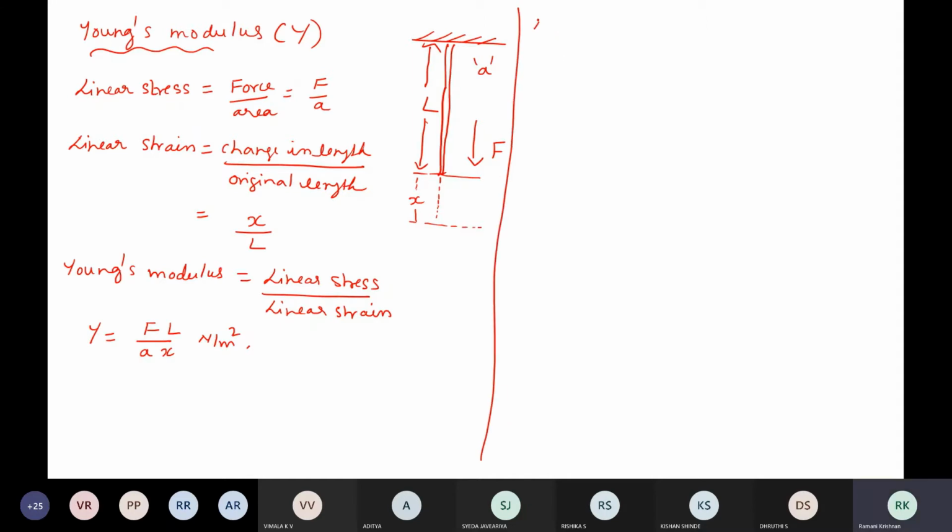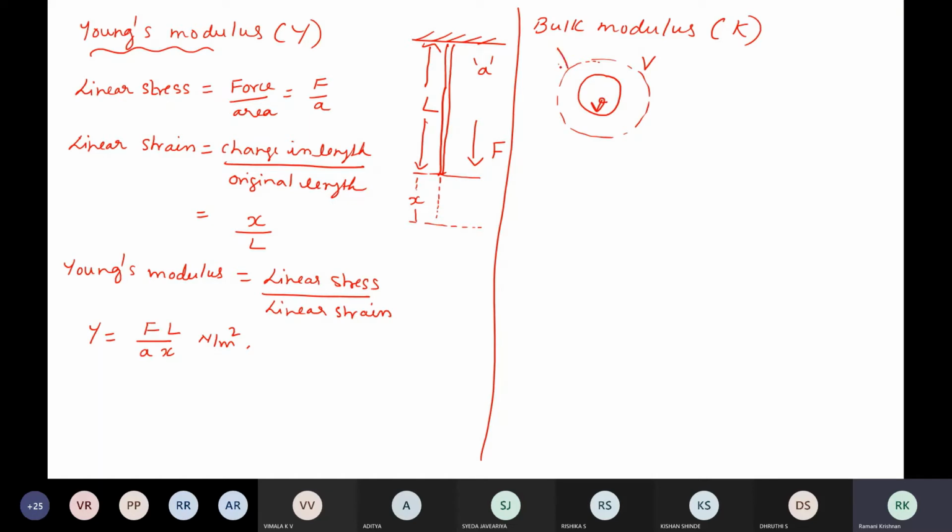The next modulus is bulk modulus, and the symbol is K. In bulk modulus, what will change? Students, what will change? Volume will change. So I take a sphere. Its volume is, let us say, V. This was the original position. So let this be V, and this be small v.